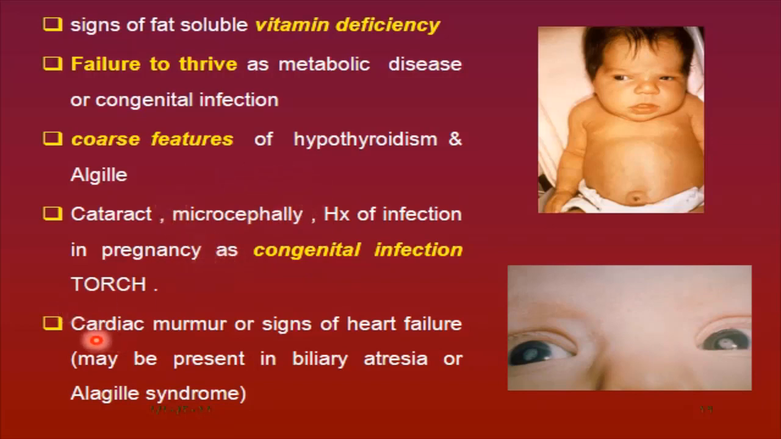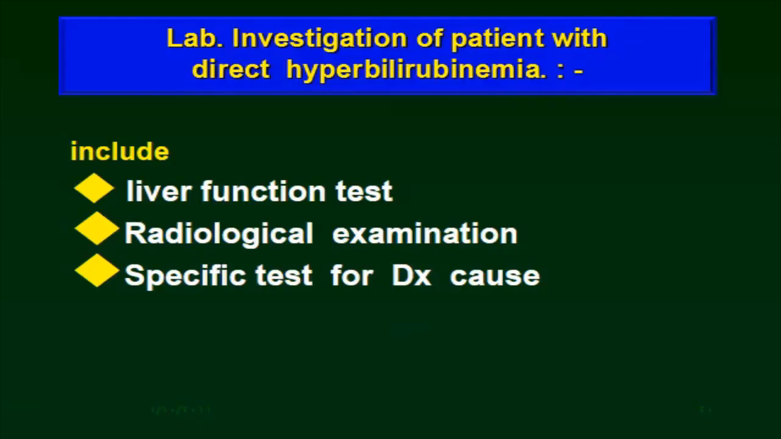Cardiac disease, cardiac murmur, or signs of heart disease may be present in cases of biliary atresia or in some cases like Alagille syndrome. Now, what are the laboratory investigations of patients with direct hyperbilirubinemia? That may include liver function tests, radiological examination, and specific tests for the diagnosis.